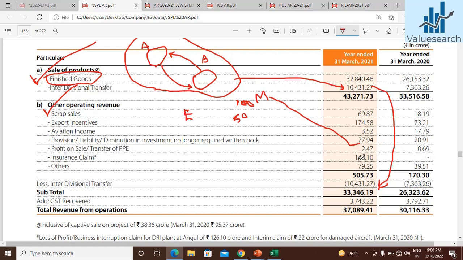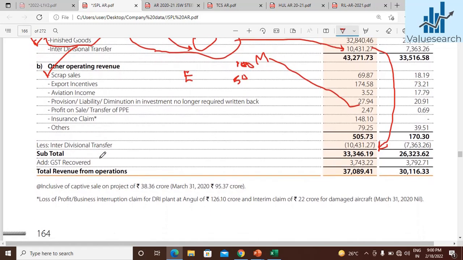Now why should this insurance claim be a part of other operating income? It is not your business to claim for your insurance, right? Your job is to sell steel products. So why is this insurance claim written over here? It is quite a significant amount of 148.10 crore rupees. So what does it actually stand for? Let us just take a look at this.